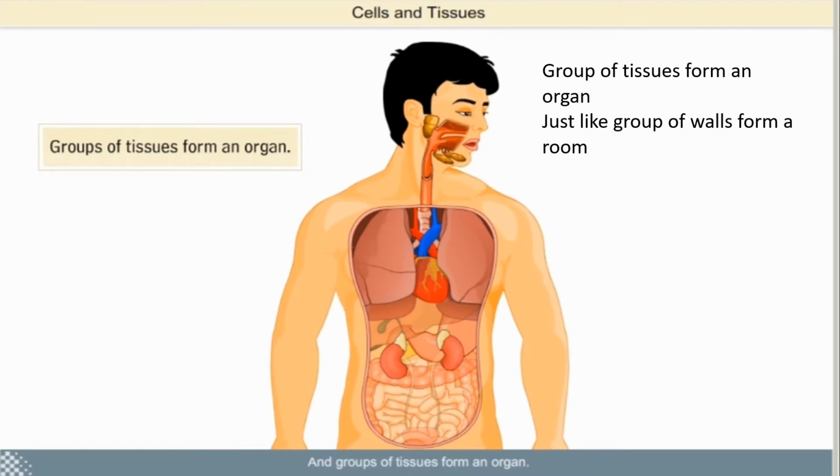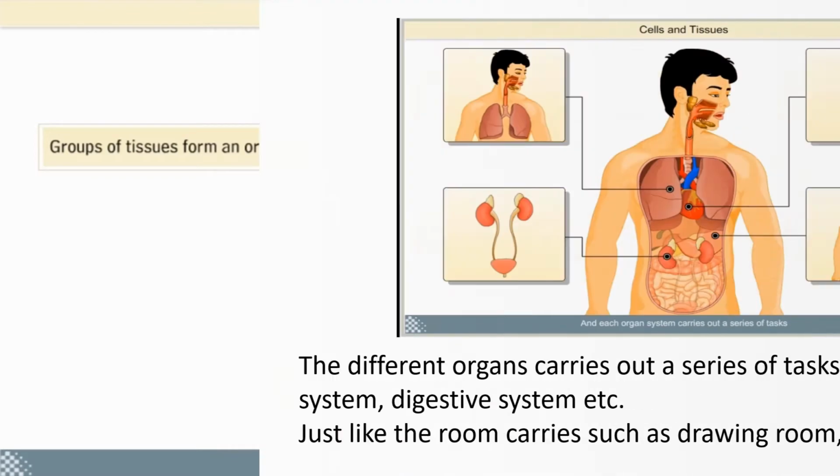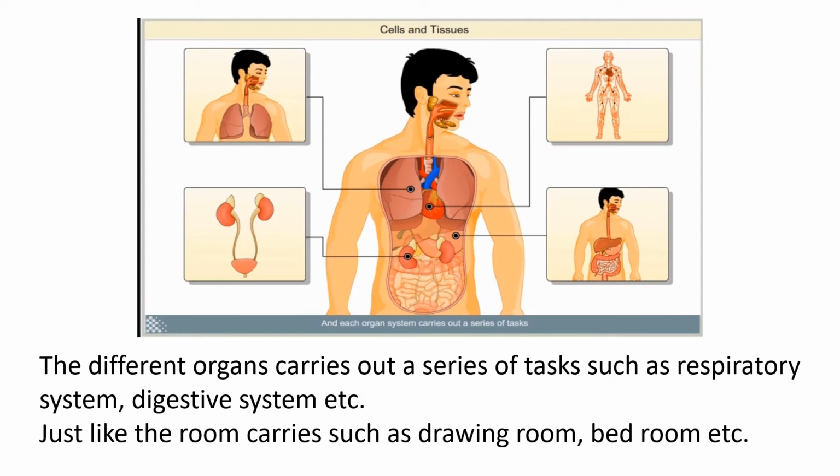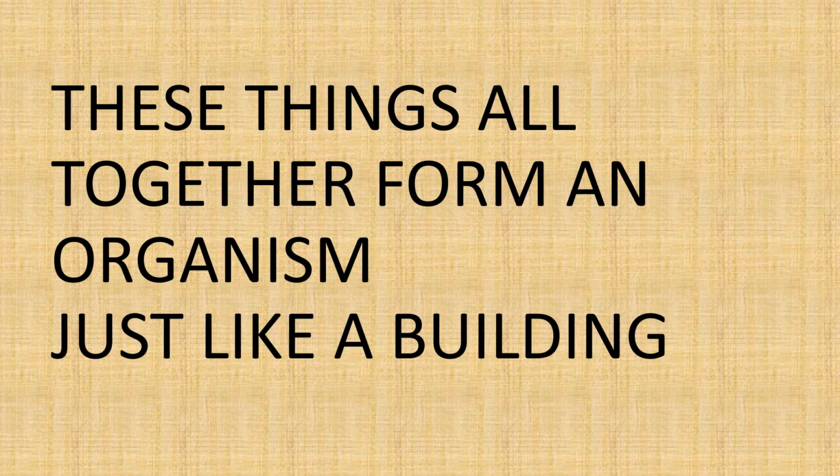Different types of tissues combine together to form an organ. Many organs work together to form an organ system. Organ systems are also called body systems. There are many organ systems in our body that function together to make our body work properly. Our body works like a machine. These things all together form an organism, just like a building.